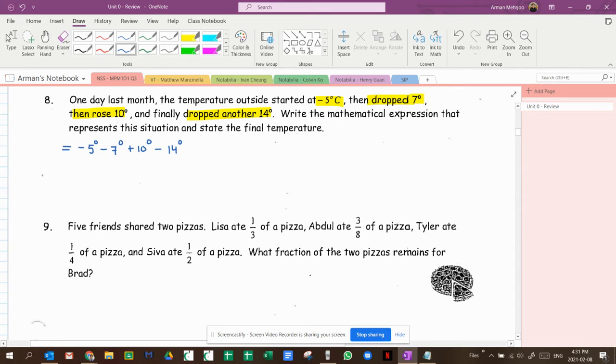To figure out my final temperature, I simply have to punch all of that in my calculator. And if I do so, it looks like I'll get -16 degrees Celsius. You can go ahead and punch all those numbers in and you can verify. And you as well should also get -16 degrees Celsius.